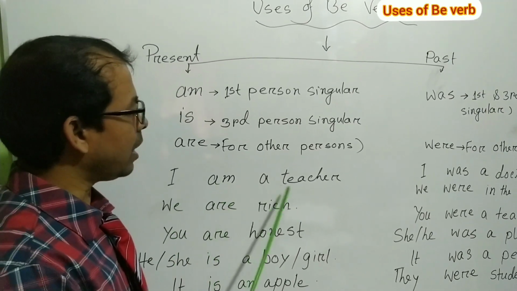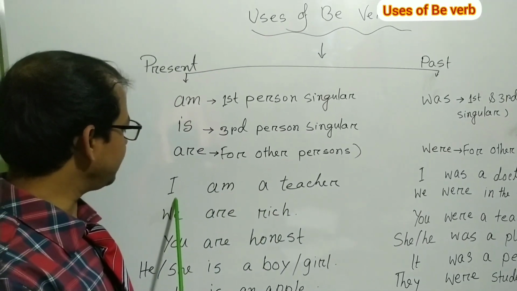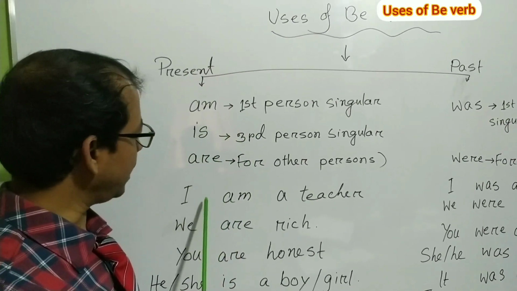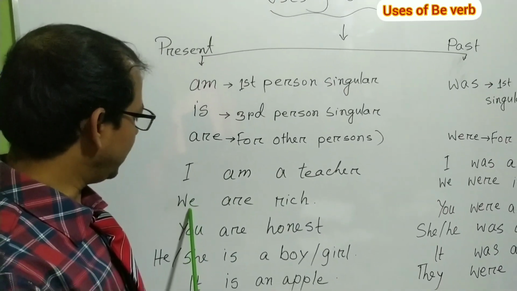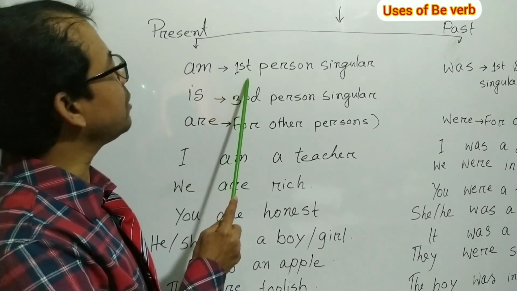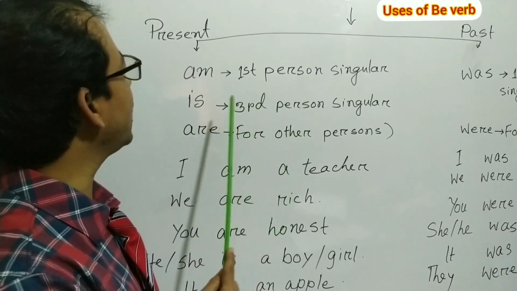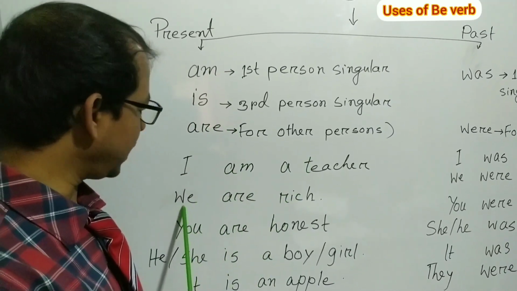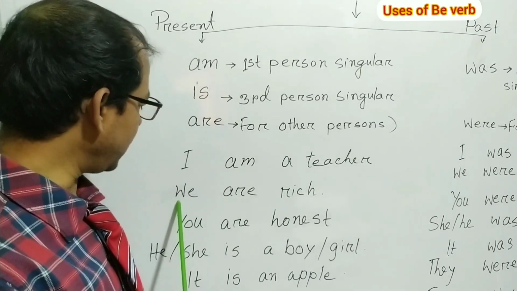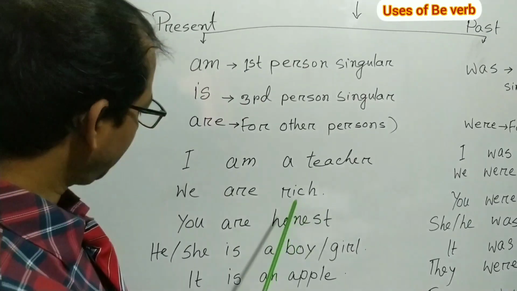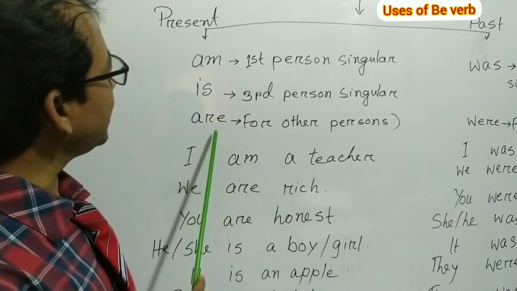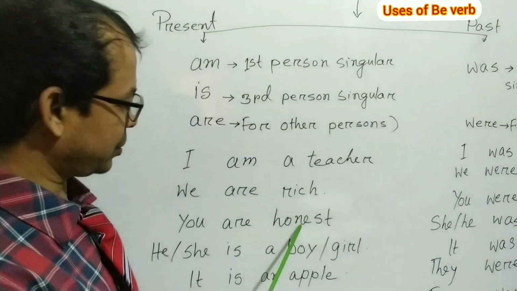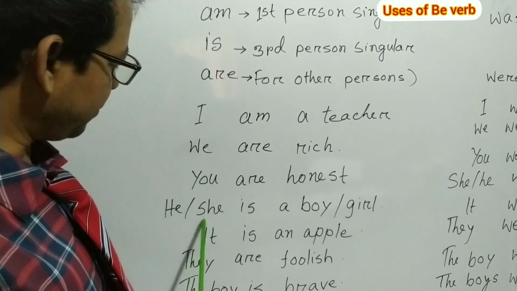I am a teacher. Here you can see I is the first person, so here in first person singular number is written am. So here, I am a teacher. We, first person plural. Am is for the first person singular, is for the third person singular, but for other persons, that means here we is in other person, that's why we are rich. You, here you can see you is for the other person. So you are, here are, you are honest. He, she, that means third person singular number.